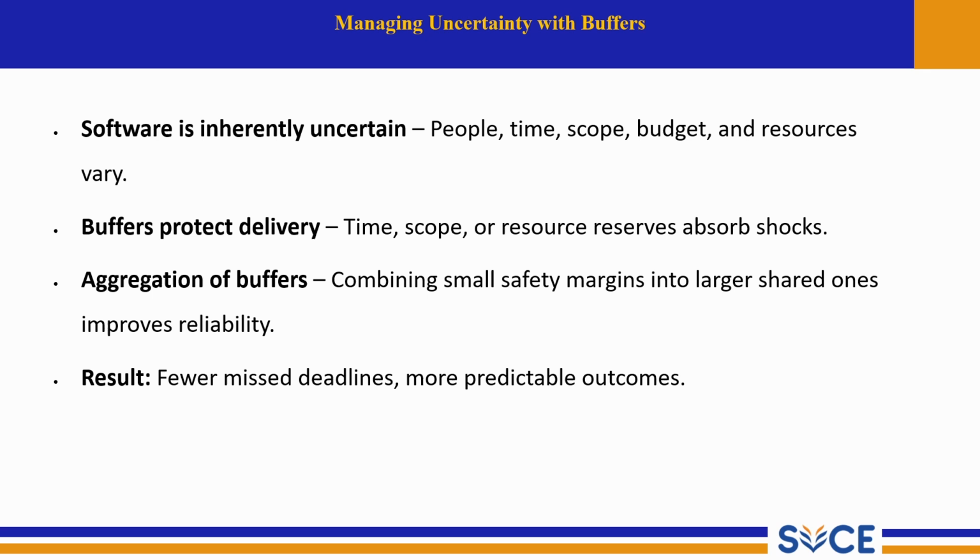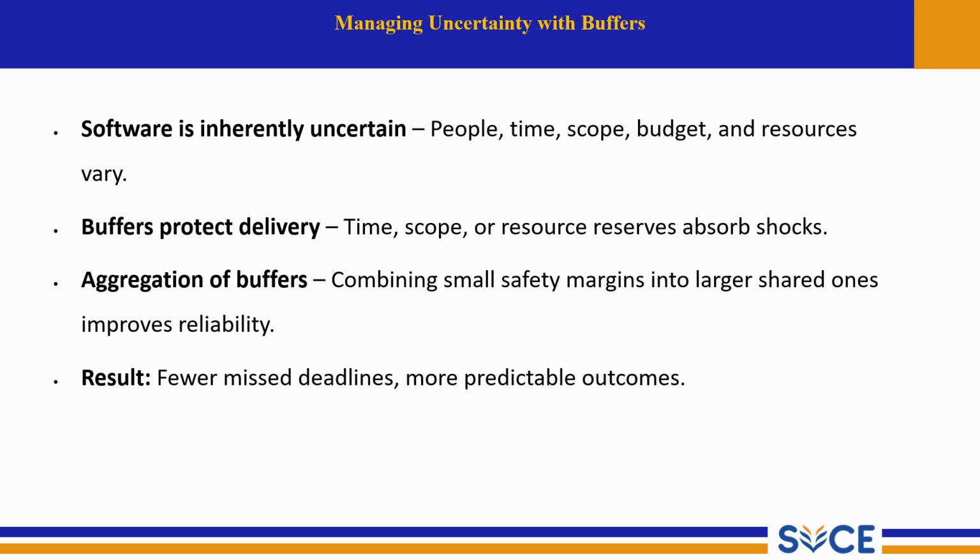And next one is managing the uncertainty with buffers. Software is inherently uncertain. In software development, uncertainty is normal. Requirements change, team members may become unavailable, or technical problems may arise. Time, budget, and resources often vary during the project. So Agile accepts this reality and plans accordingly instead of pretending everything will go perfectly.